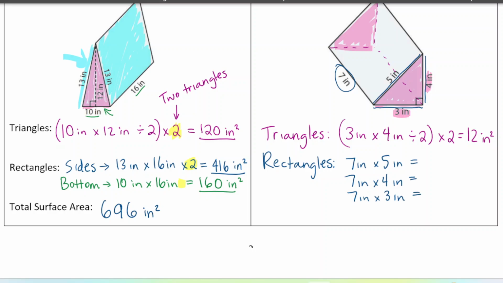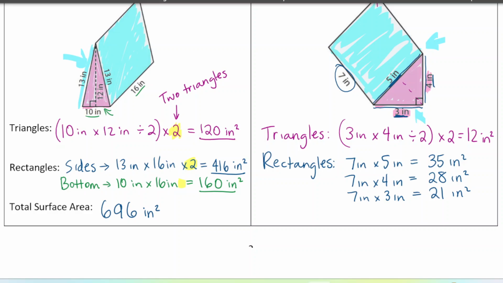They're all different sides or lengths, because every side length of this rectangle or triangle is different. So if I were to highlight the only one of those rectangles you can actually see in the picture, it's this one, the 7 by 5 one, but then there's one on the side here, and then there's one on the bottom as well. So we have 35 inches squared, 28 inches squared, and 21 inches squared.